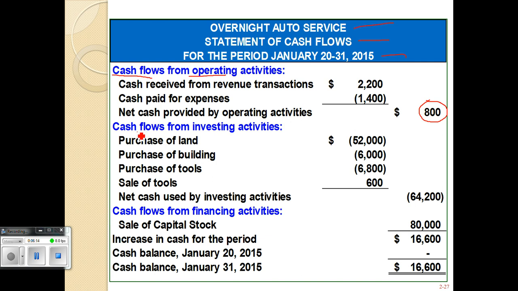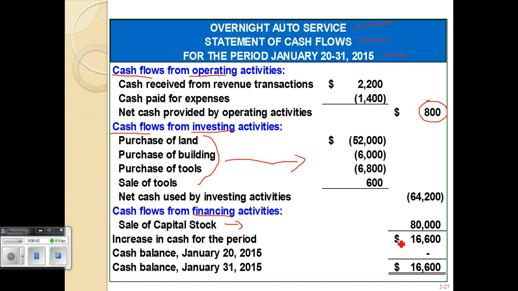We're going to take the next portion, and all statements of cash flows have these three sections. The next section is investing activities, and that's buying or selling assets. So every time they bought or sold an asset, it's going to show up under investing activities. And then financing activities is stock and bond transactions, and that's the third section. Every statement of cash flows has these three sections, and that's the 80 grand.